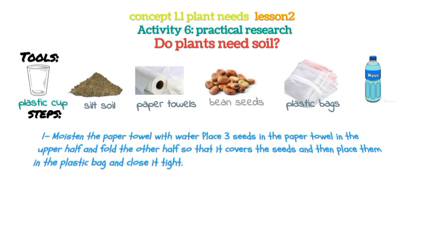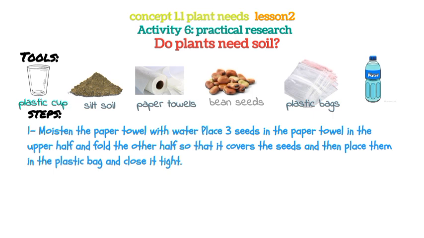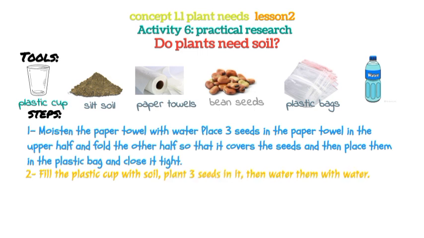Water. Steps. Moisten the paper towel with water. Place 3 seeds in the paper towel in the upper half and fold the other half so that it covers the seeds, and then place them in the plastic bag and close it tight. Fill the plastic cup with soil, plant 3 seeds in it, then water them with water.